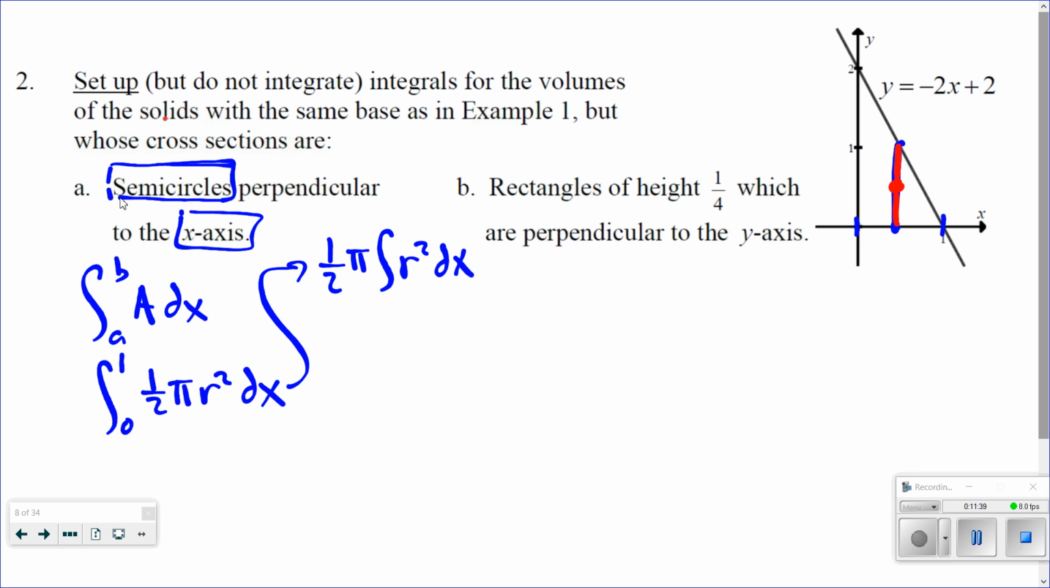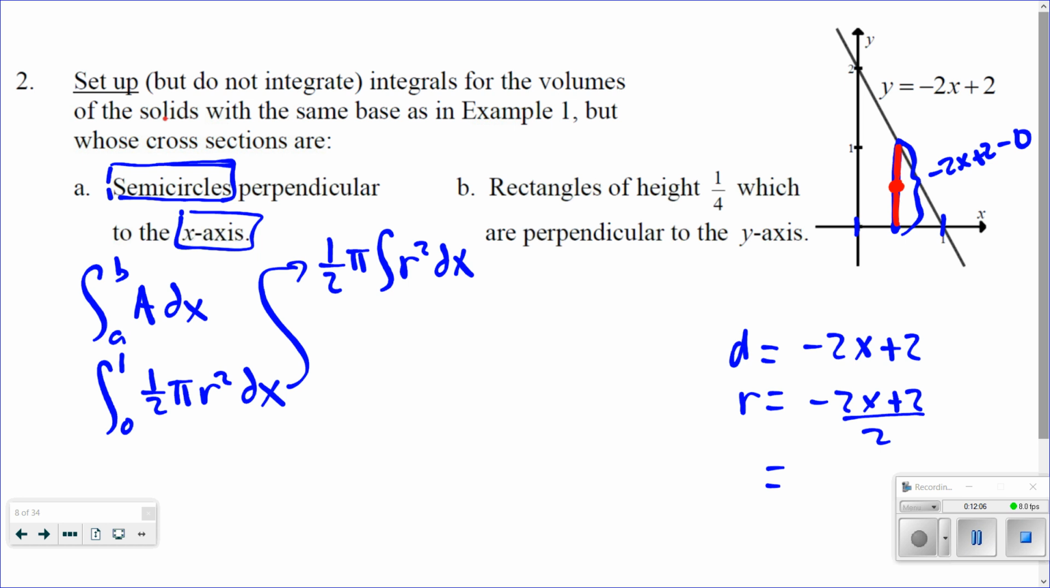So what I'm going to do is find the length, like how long is this? How long is that? Well, we already knew that, right? I go the top, negative 2x plus 2, minus the bottom, which is 0. So that's the length of the whole thing, negative 2x plus 2 minus 0. That would be the diameter of the circle. Well, if I want to find the radius, I would divide that by 2. So negative 2x plus 2 divided by 2, which comes out to be negative x plus 1. That's how long that radius is right there. And you're picturing that radius just rotating around as you form that semicircle. So negative x plus 1.